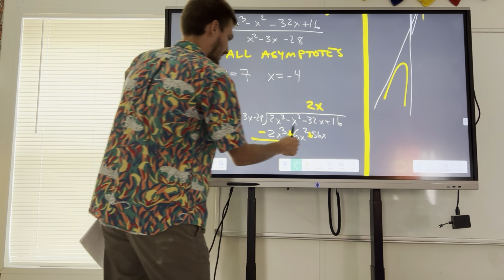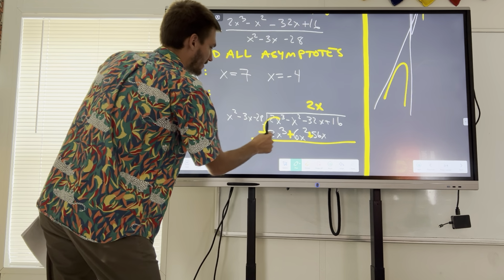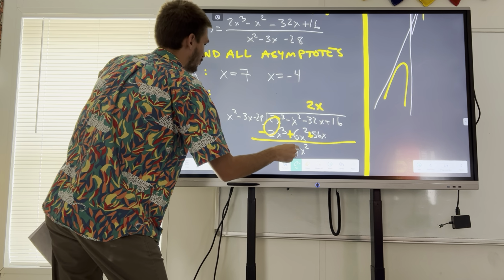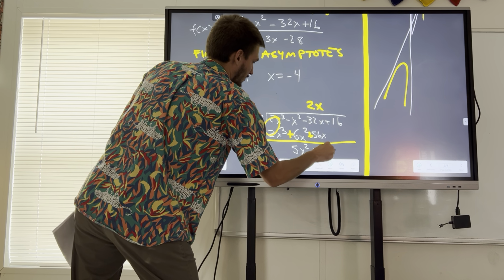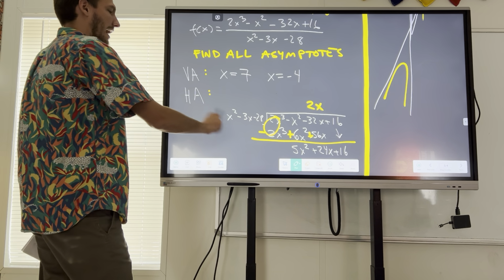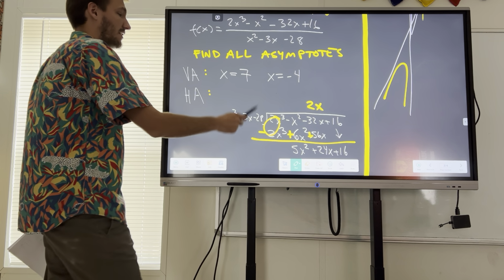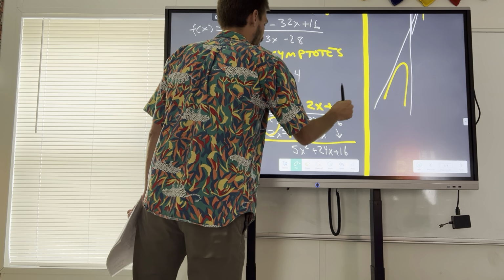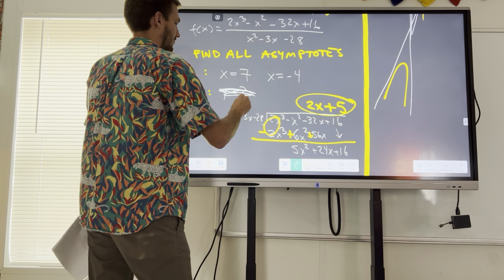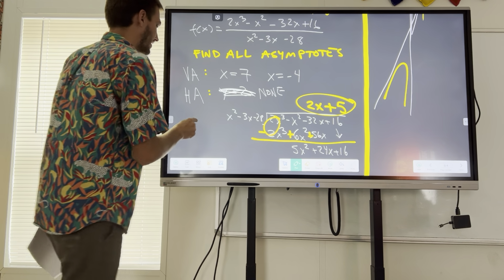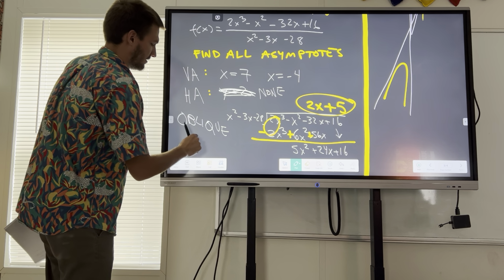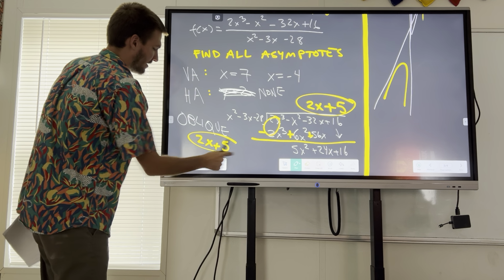Change my signs because I got distracted and missed it last time. This is going to go away. This is going to be 5x squared. This is going to be 24x. Bring down the 16, but at the end of the day, who really cares? How do we turn the x squared into a 5x squared? Times 5. And you know what? It's good enough. Horizontal asymptote, none. Oblique, 2x plus 5.